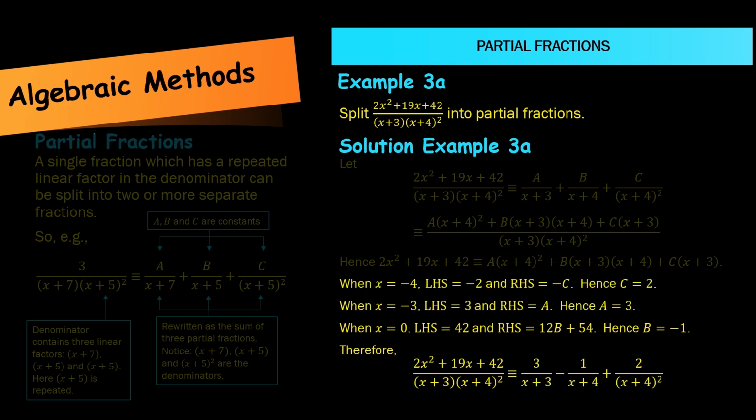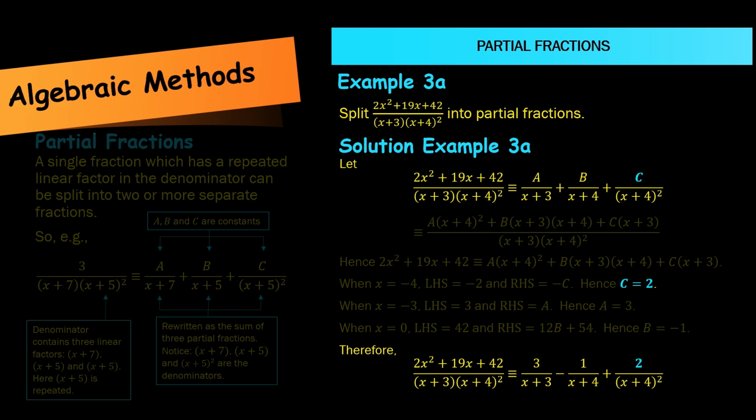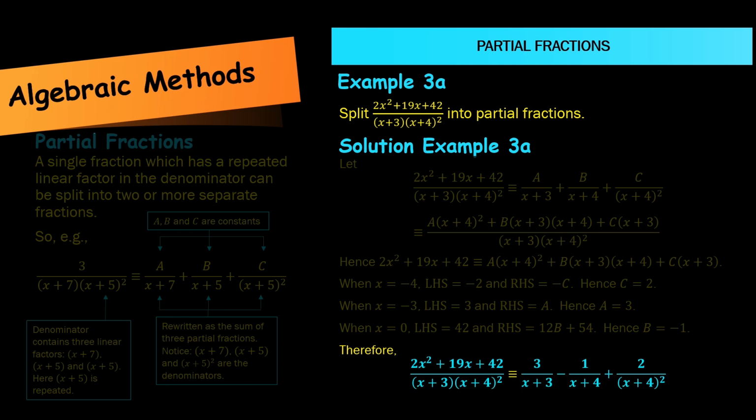We can now plug in the values of a, b and c into our original identity. So c equals 2 goes here as shown, a equals 3 goes here as shown, and b equals -1 here. We now have our original fraction expressed as partial fractions.